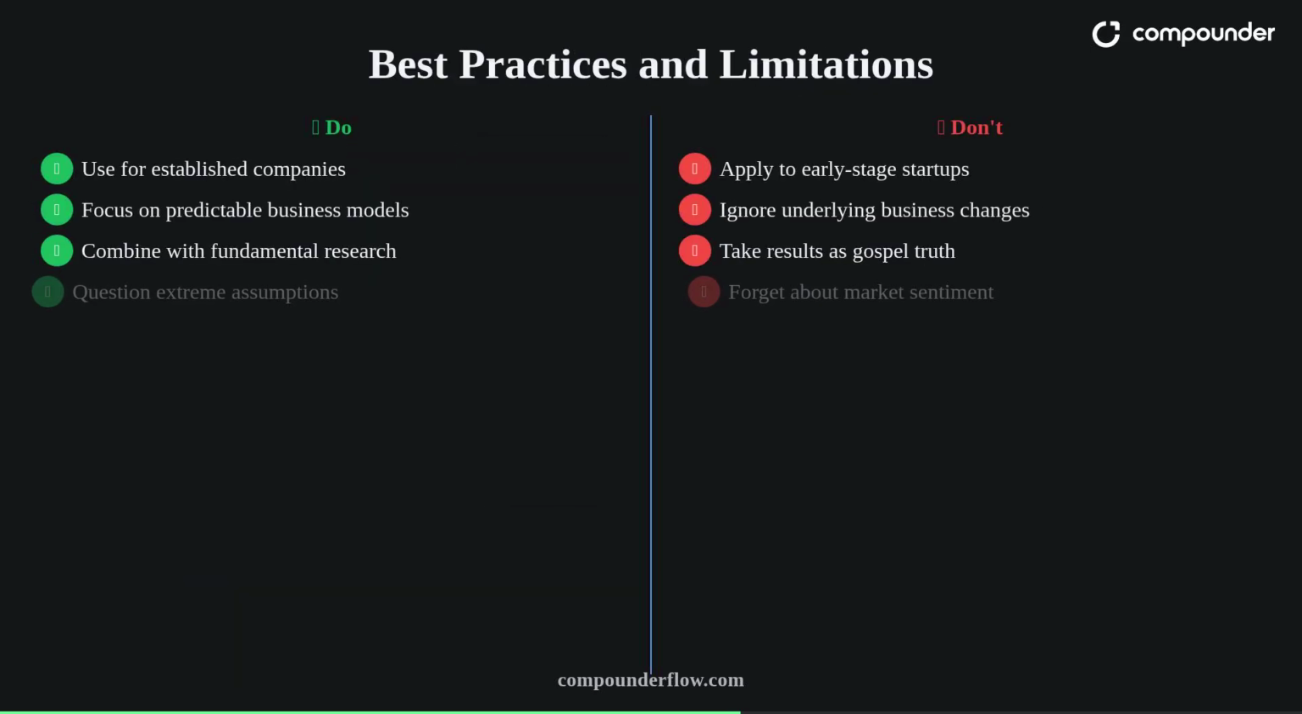Reverse DCF works particularly well for established companies with predictable business models. It's less reliable for startups, companies undergoing major transitions, or businesses in rapidly changing industries. The technique assumes some level of stability in the underlying business.